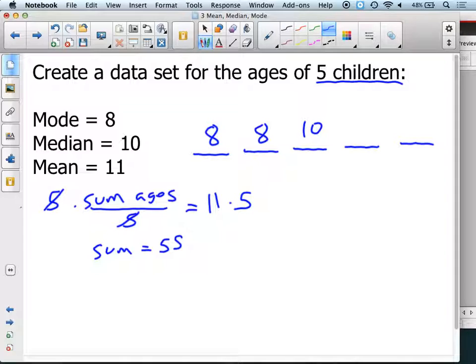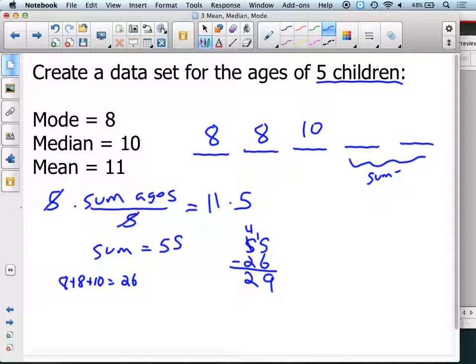Now, I have 3 of their 5 ages already. So let's see, if I add together 8 plus 8 plus 10, that's going to be 26. So 3 of their ages add to 26. So the other 2 ages then, 55 minus 26, if we can do that, the other 2 ages have to add to 29. Now, I'm not given any other information about it, so I can't really make a determination past that. I know that these 2, though, have to sum to 29.